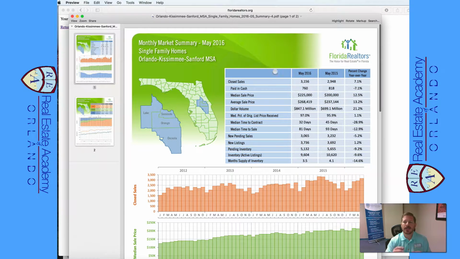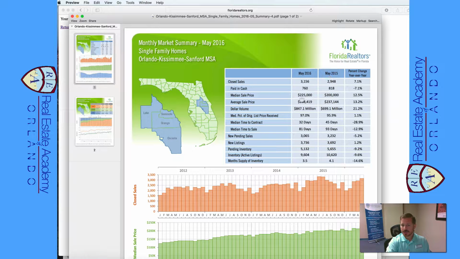What we've got in 2016 is going to compare 2016 versus May of 2015. So right at the top of the screen here, we have closed sales, 3,156. That 3,156 compares to last year's 2,948, up by 7.1%. So we're up in the number of sales. Not necessarily dollar amount, but the volume is up.